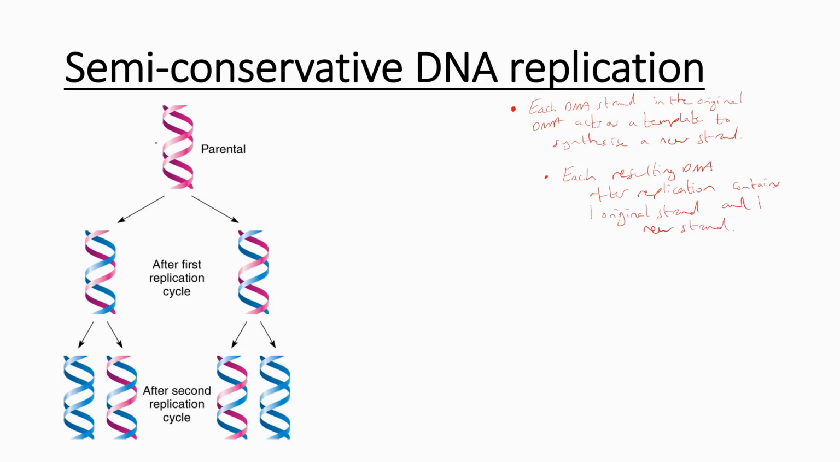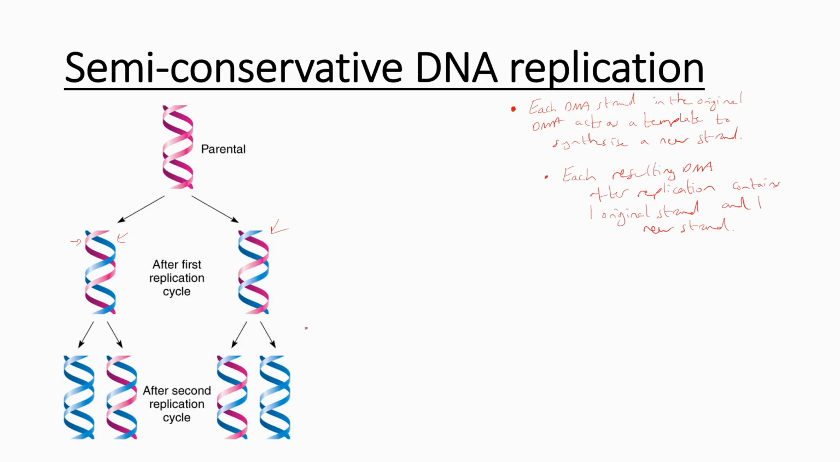So this parental DNA contains 2 original strands. Original is in purple here. Now, when the 2 strands in this double helix unwind to give single-stranded DNA, 2 single purple strands, the single purple strand here on the left is used as a template to make a new strand, which is shown in blue. And so this DNA molecule here, which is now a new DNA molecule, has an original purple strand and a newly synthesized blue strand. And it's the same for this DNA molecule here.